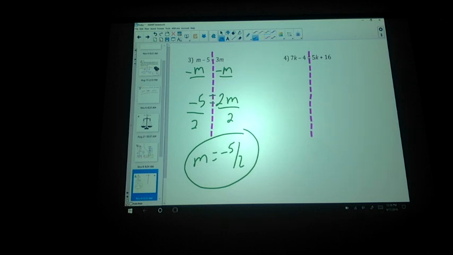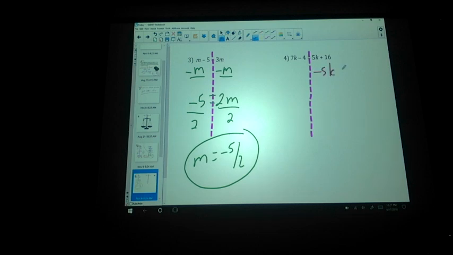Problem number 4. I want to solve for k. So let's think about how we want to move the variable over first. Should we subtract 7k from both sides to bring it to the right side? Or should we subtract 5k from both sides to bring it to the left side? Go ahead. I like that. Okay, I'll take the 5k.